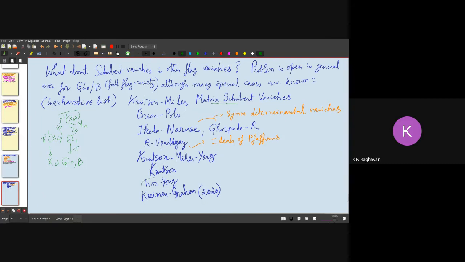And there is Knutson, Miller, and Yong, and Woo and Yong. They have some cases in GL_N mod B of Schubert varieties which cannot be handled otherwise. So there are some new cases here which are done. And most recently, there is a paper by Kreiman and Graham, 2000. It's a preprint still. And this one also deals with the same problem, and they also have some new cases. But as I said, the problem is very much open in general.